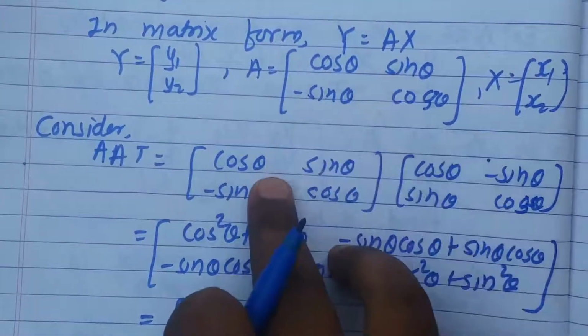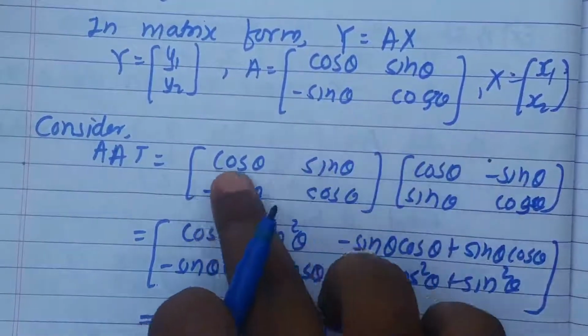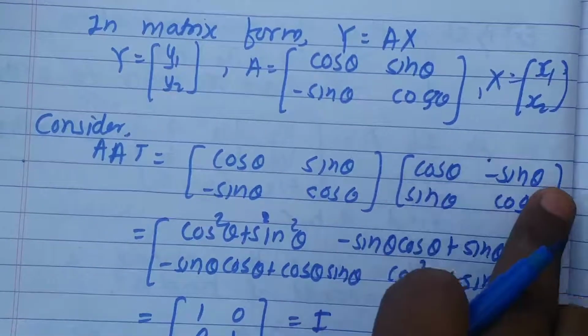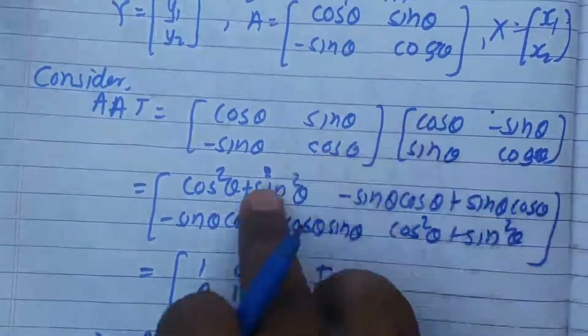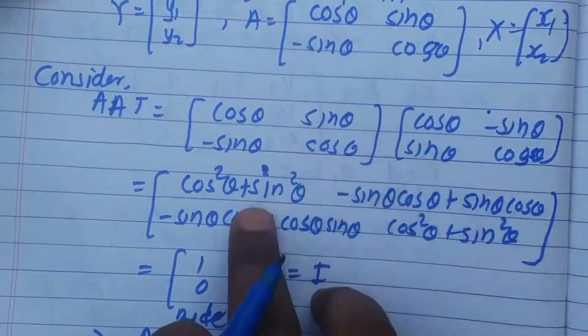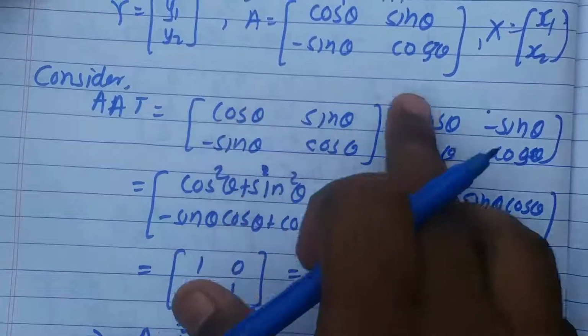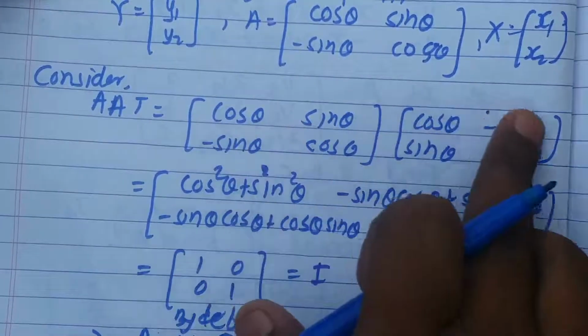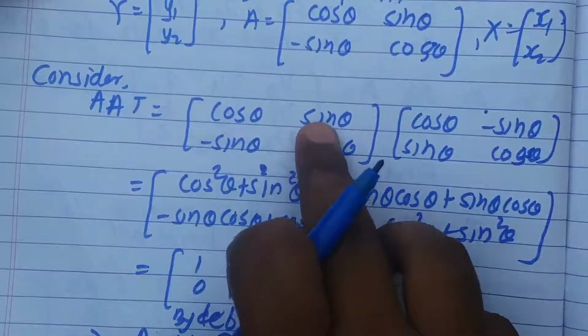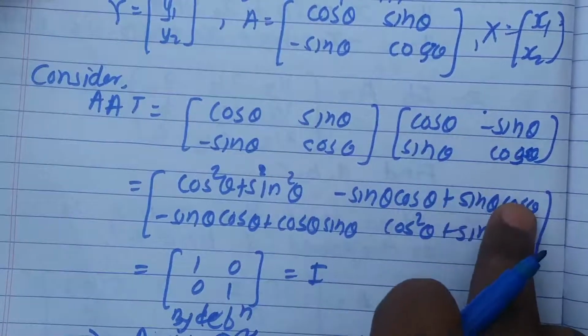So the A matrix I have written, its transpose I have written here. First row will become first column, second row will become second column after taking the transpose. Now multiplication of the two matrices: cos theta into cos theta is cos square theta, plus sin theta into sin theta, that is sin square theta. First row, first column; first row, second column: cos theta into minus sin theta is minus sin theta cos theta, and sin theta into cos theta is plus sin theta cos theta.